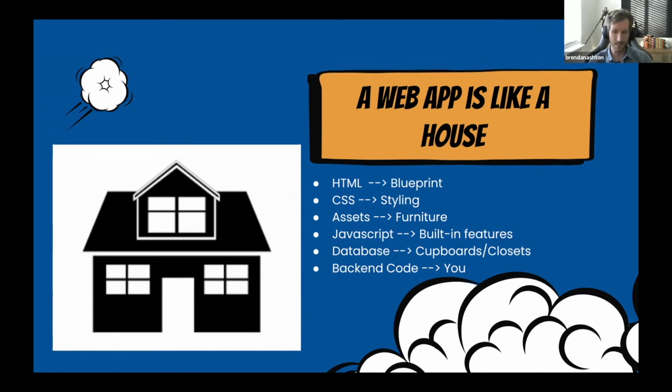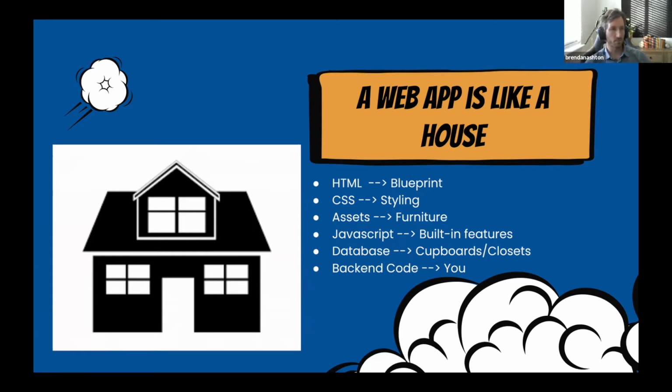And then CSS is like, what color are the walls? How big are the windows? How wide do the doors swing open? You know, that's the styling. That's the CSS. You can change the font size to bold. You can change the colors. You can do all that stuff with CSS. That's how you make it look nice.